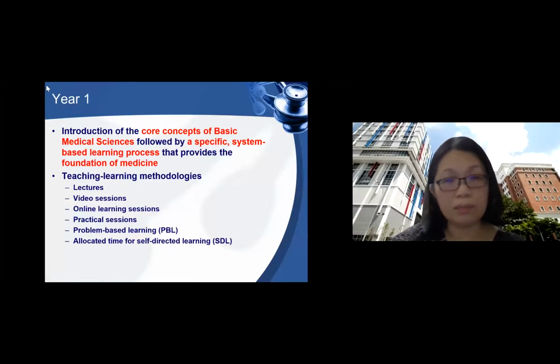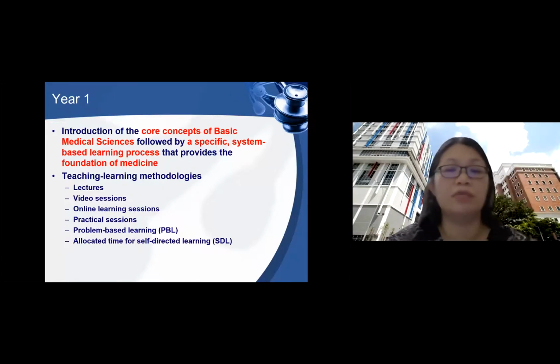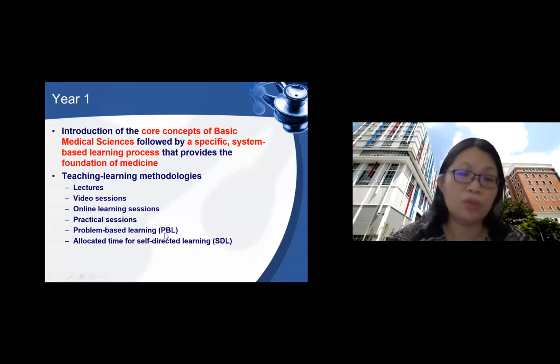And in the curriculum design of our MBBS program, we allocate a very generous amount of self-directed learning in our timetable, because according to the standard of medical education in Malaysia, we must at least allocate about 60 to 70% of the student's time as self-directed time to allow the student to go through the teaching material that is provided during the face-to-face teaching session.